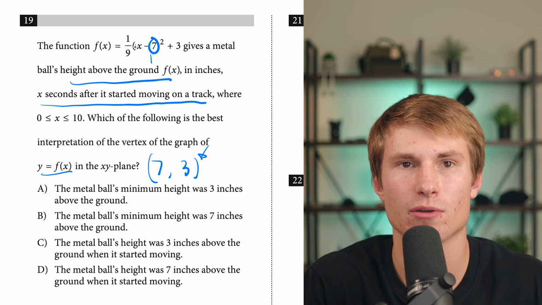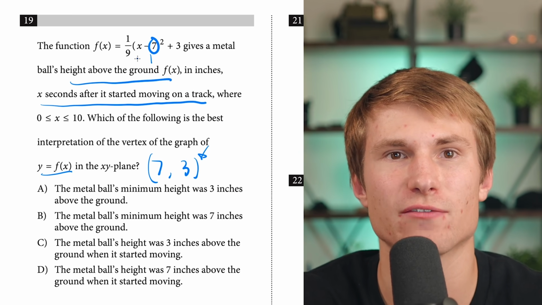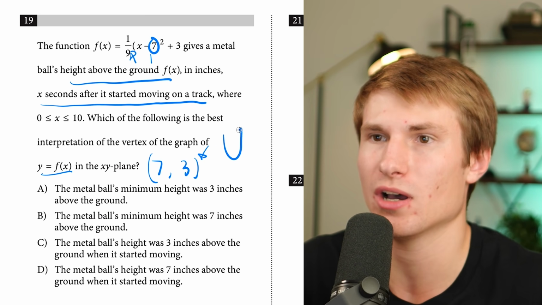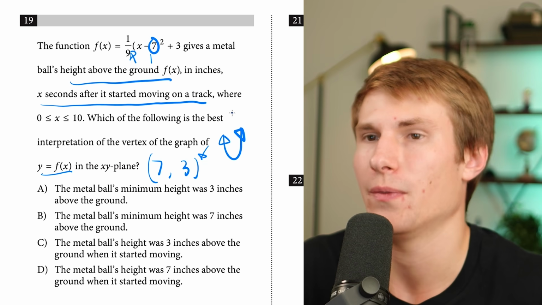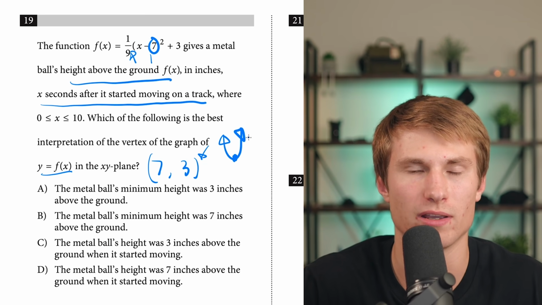Now, the other thing we need to understand is whether this is a function that is opening up or down, and you get that from the a value. Our a value is positive, which means that our graph is going to open up like a smiley face. Because that's the case, we know that vertex will be a minimum. It'll be a minimum point or a minimum height.